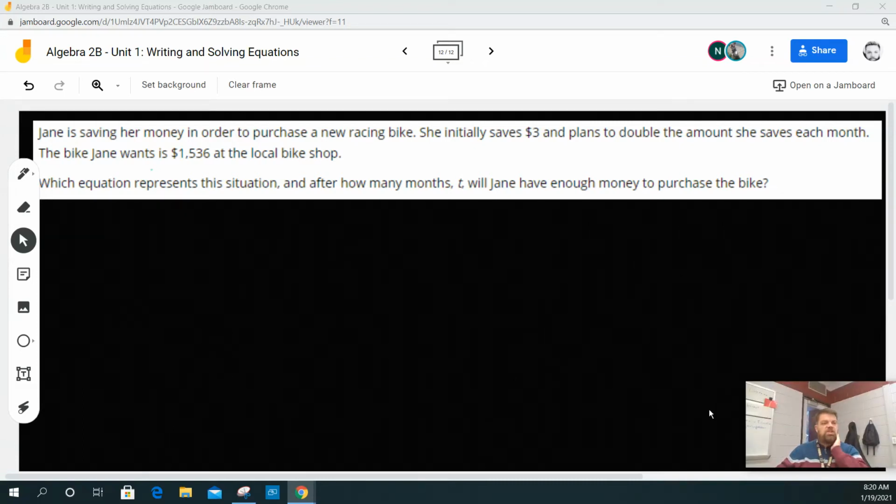So for this one, it says Jane is saving her money in order to purchase a new racing bike. She initially saves $3. So let's jot that down. Initially, A0 equals $3. Oops, wrong number.